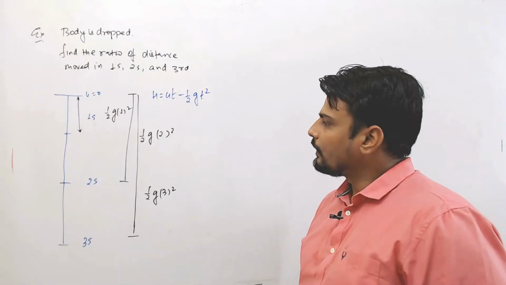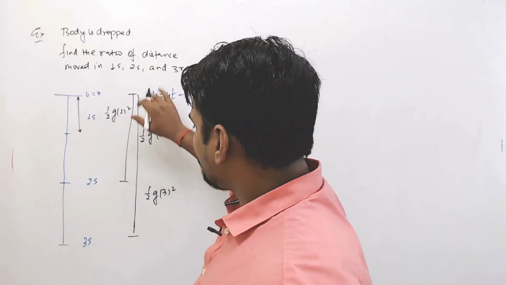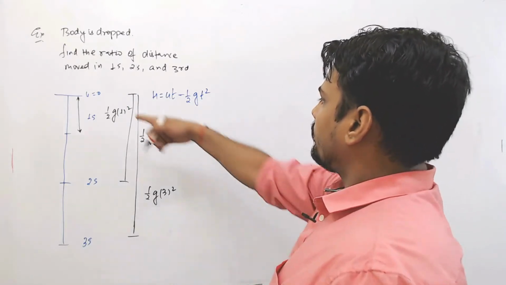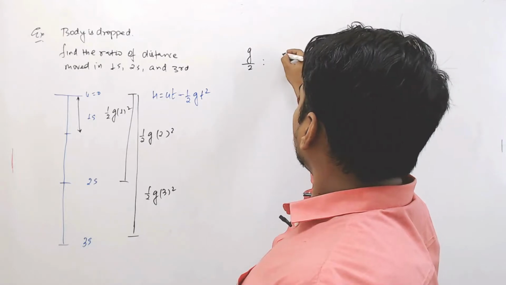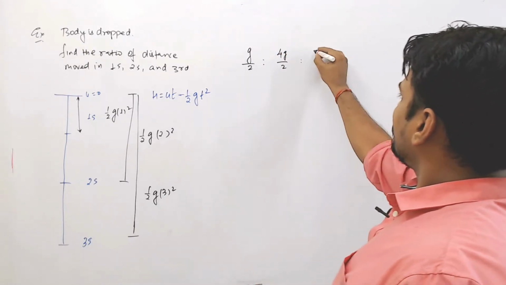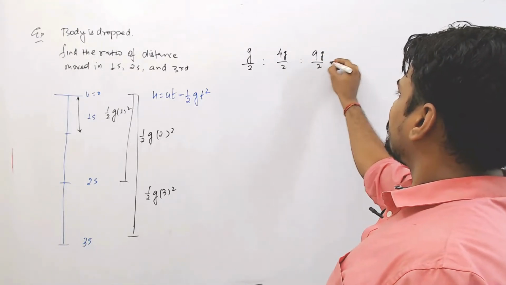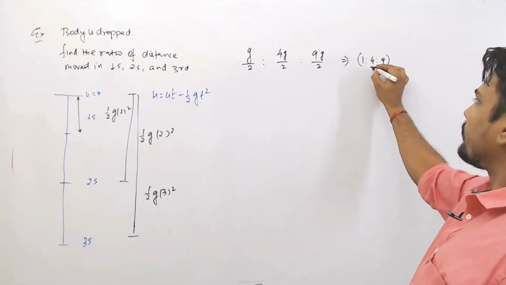Clear है ना? तो भैया ratio कितना हो गया? बड़ा simple हो गया ना जी. This ratio upon this ratio upon this ratio. So देख लो उसको कितना हो गया? That is g upon 2 is to 4g upon 2, और ये कितना हो गया जी? 9g upon 2. That means ratio is 1 is to 4 is to 9. ऐसा कुछ है ना?